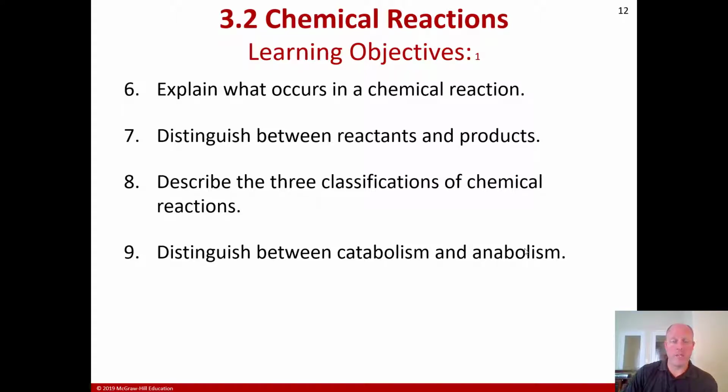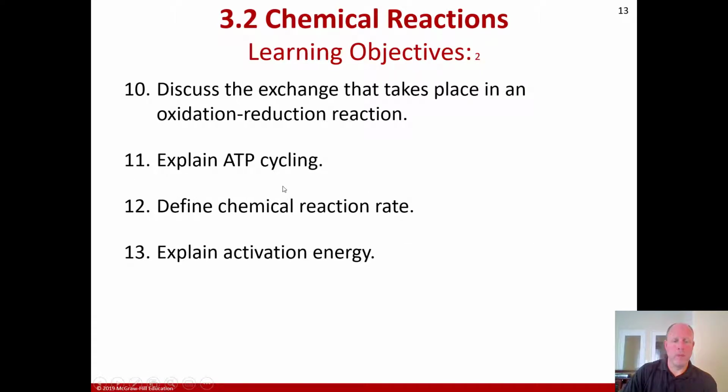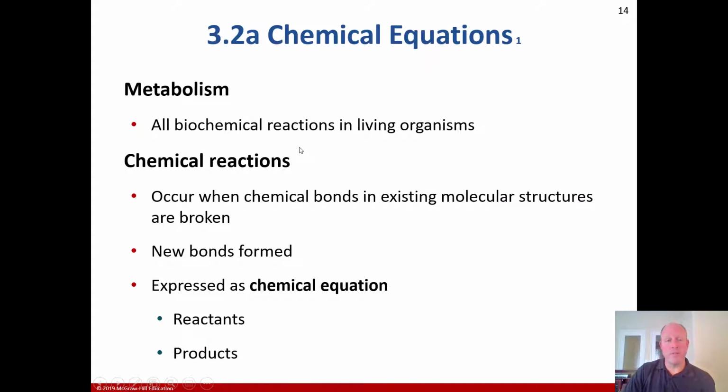accomplish following this section: explain what occurs in a chemical reaction, distinguishing between reactants and products, describing the three classifications of chemical reactions, and distinguishing between catabolism and anabolism. Also discussing the exchange that takes place in an oxidation reduction reaction, explaining ATP cycling, defining the chemical reaction rate, and explaining activation energy. So starting with metabolism.